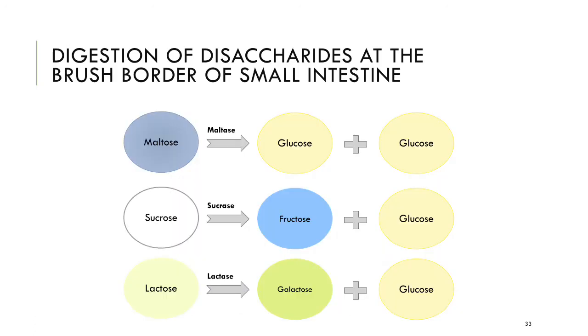So if you look at the chemistry of digestion, all the digestive processes are catalyzed by enzymes. Maltose is catalyzed by the enzyme maltase to give you glucose. Sucrose is broken down with the enzyme sucrase to give you fructose and glucose, and lactose is broken down by lactase to give you galactose and glucose.